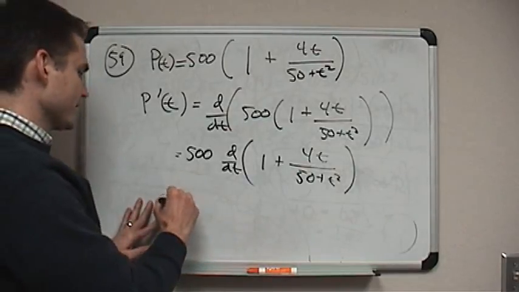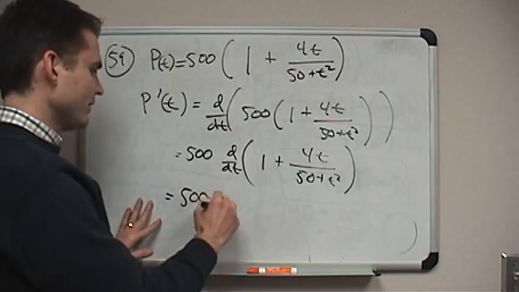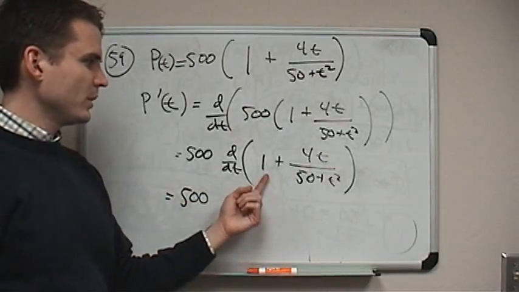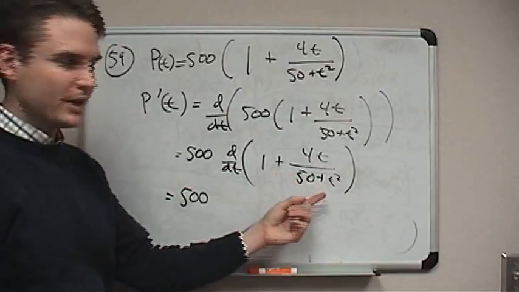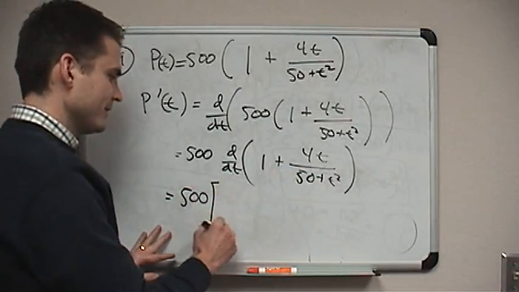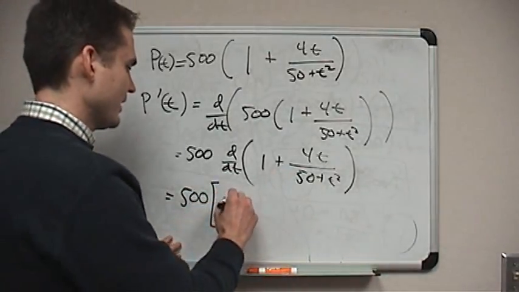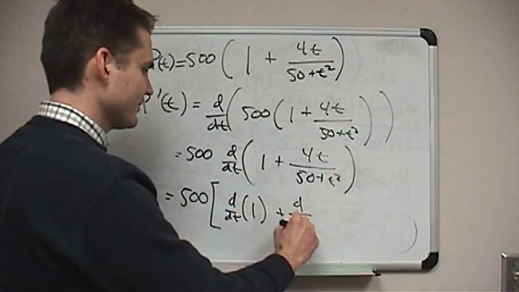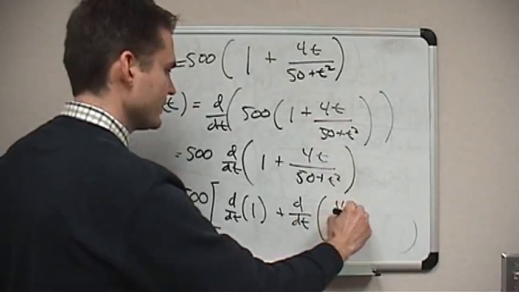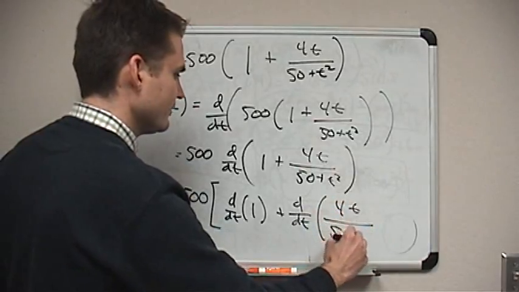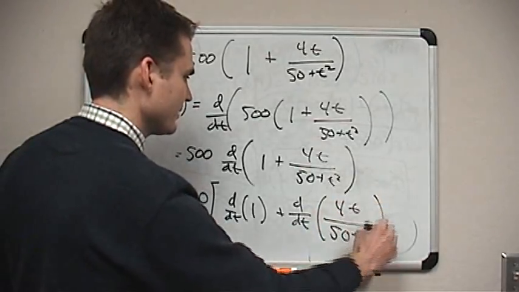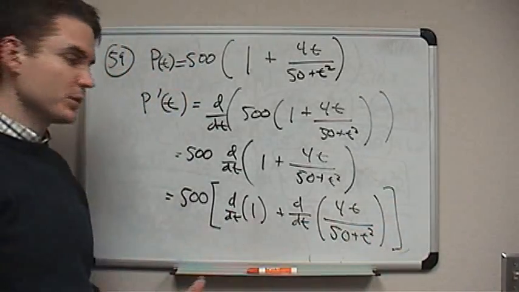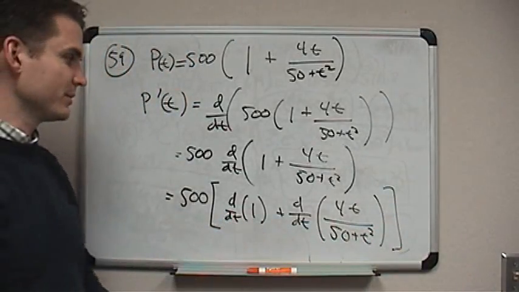What else can I do? Well, 500 is still here, but now I have the derivative of two terms, 1 plus something more complicated. So that 500 I have outside needs to be multiplied by the derivative of 1 plus the derivative of 4t over 50 plus t squared. Look at what I did there. All I've really done is use the sum rule to separate into two derivatives.